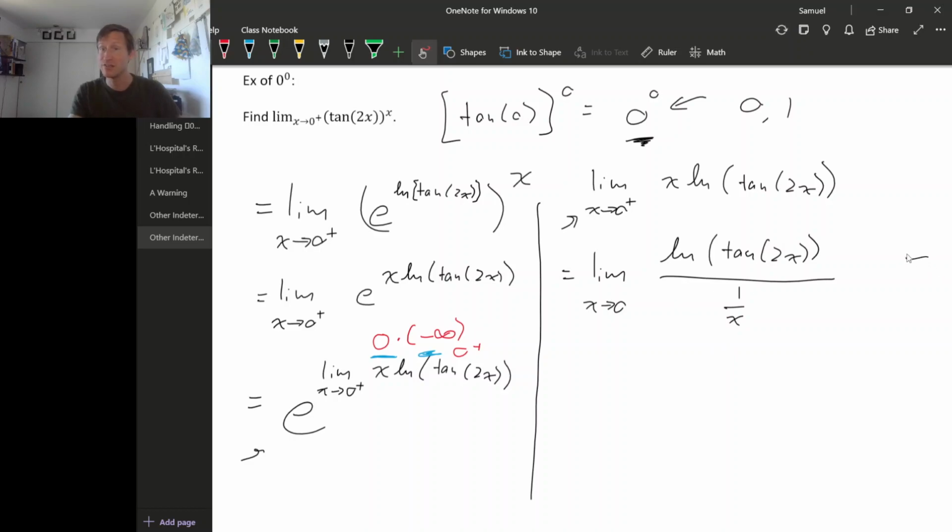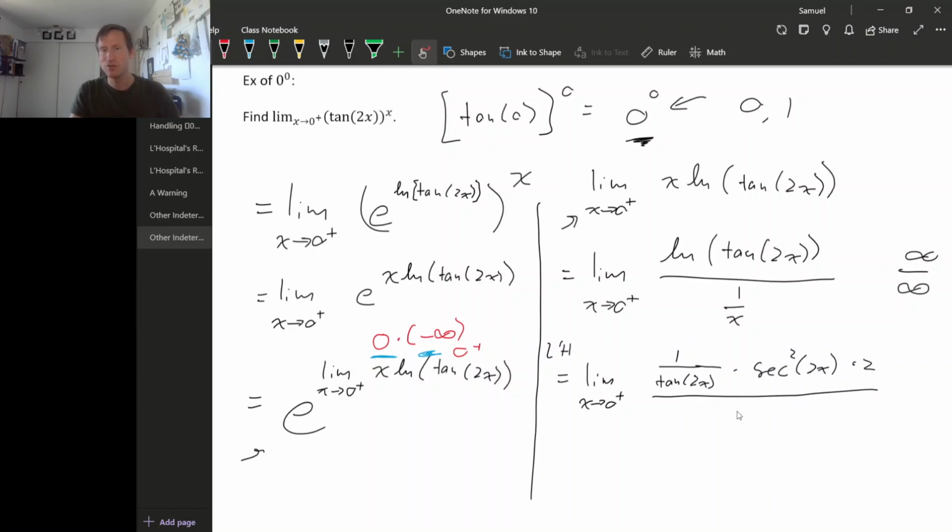All right, now this is an infinity over infinity indeterminate form. So now we can use L'Hopital's rule. This is the limit as x goes to 0 from the right of, so the derivative of the numerator is going to be a bit of a mess, but that's okay. So 1 over tangent 2x times the derivative of tangent 2x, which is secant squared 2x, times the derivative of 2x, which is 2, all over the derivative of 1 over x. Well, 1 over x is x to the minus first, so its derivative is minus x to the minus second.